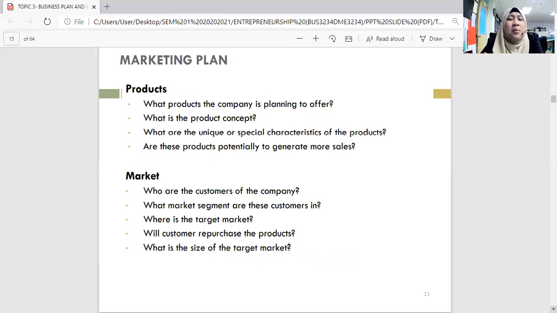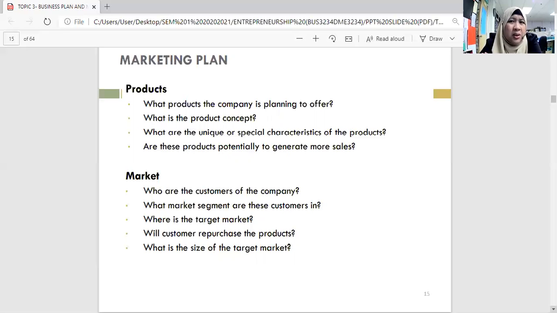So under the marketing plan, you have to mention more specifically the 4 P's and 7 P's, and of course the positioning strategy, because we're talking about the product itself. And then for the markets, who are the customers of the company? Whether the company is really giving some benefit to the customer, and what market segment this customer is in.